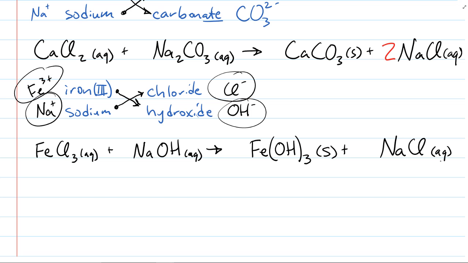Balance it. So to balance this, let's start by looking at the irons. How many irons here? How many here? 1. It's balanced. How many chlorines? So what do we need to balance it? 3. Okay, at this point we look at sodiums. How many here? 1. How many here? 3. So what do we need? 3. Then we look at hydroxides. How many hydroxides here? 3. How many hydroxides here? 3. This then is your balanced chemical equation. So any questions on this one here?